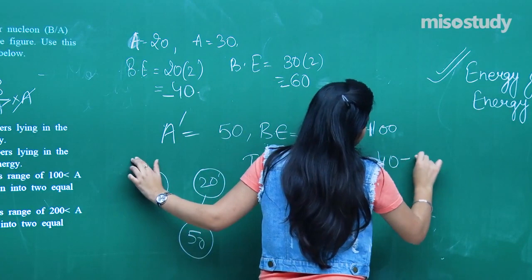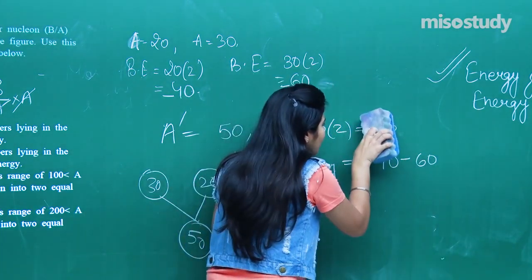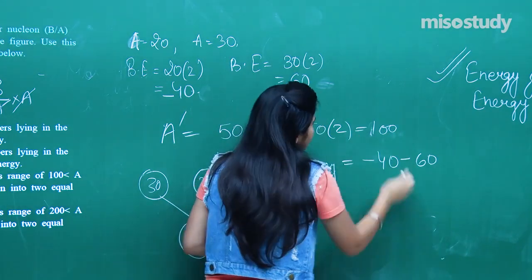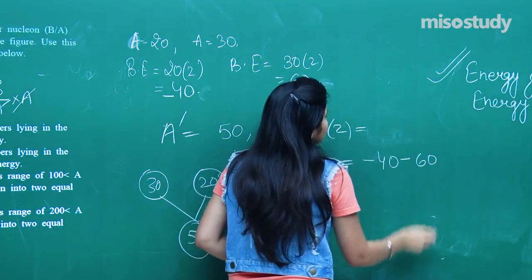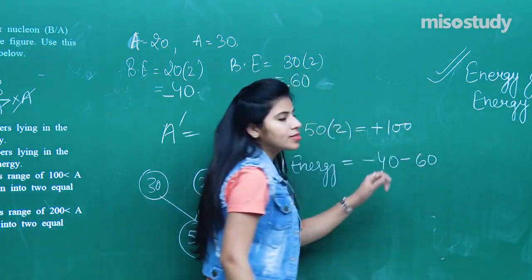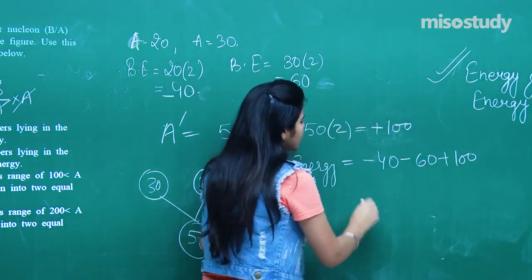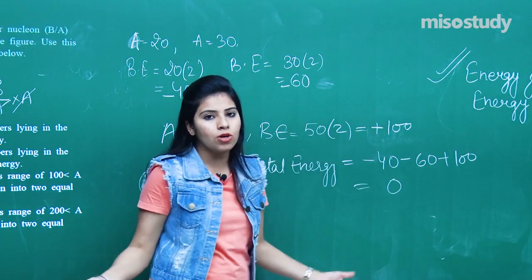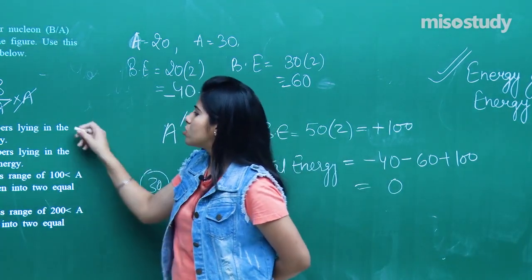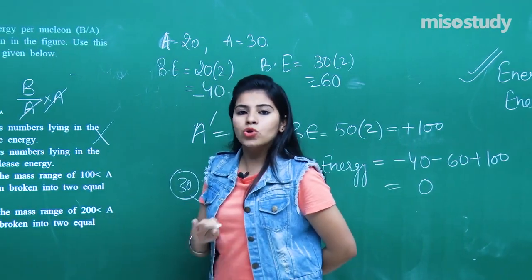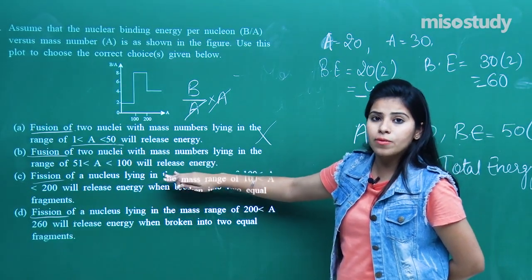So total energy in this case will be minus 40, minus 60, and because this is plus 100, let me just write it very clearly, this is plus 100. Oh sorry, again it has become a mess. So if you write over here, you can see your total energy is 0. That means no energy is being released. I can cancel out this option because I can see no energy in this case. Let me just pick up the option number 2.